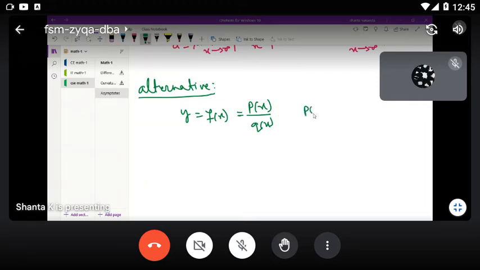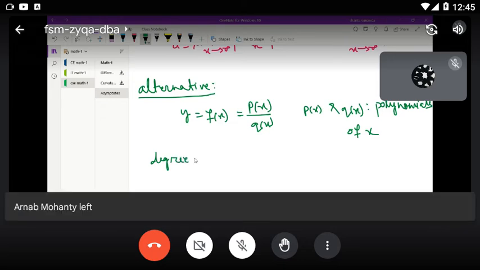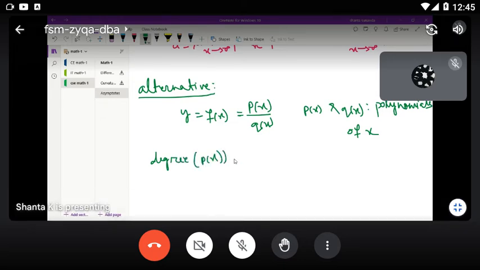p(x) and q(x) are polynomials of x. Now the degree of p(x) should be 1 unit greater than the degree of q(x), that is, degree of p(x) minus degree of q(x) equals 1.